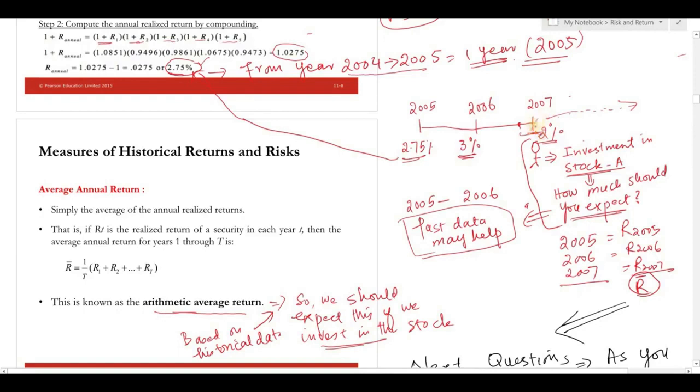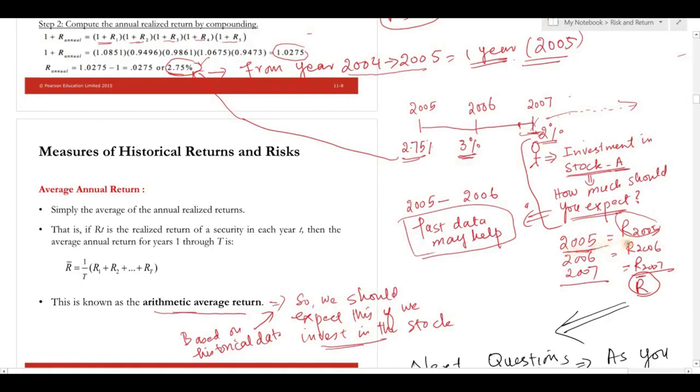So for instance, we are in 2007, okay, and you want to invest in stock A, right? So now the question is, how much should you expect from this investment? And for this one, you actually need some past data that can answer you, because you don't have any idea how much you should expect. So with the past data, let's say we take the data of 2005, 6 and 7, and for instance 2005. Okay, so in 2005 we got this data, that is 2.75. And how do we measure this 2.75? We just got it.